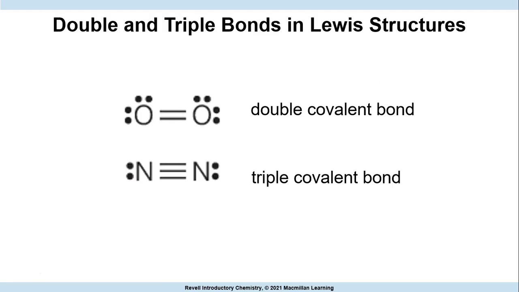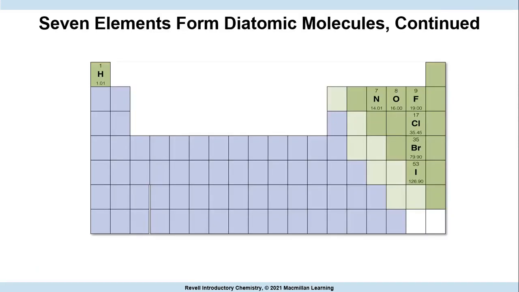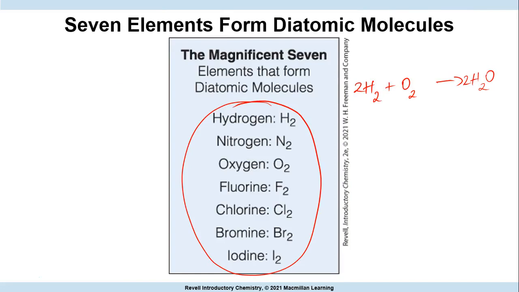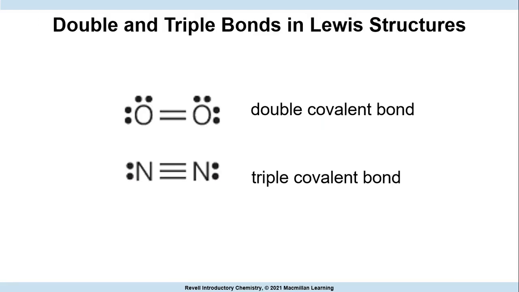So let's look at double and triple bonds in Lewis structures. So we've just looked at the single bonds where they were sharing electrons. Let's now look at an example of oxygen to form a double bond, because we've said these are the diatomic molecules. We've already seen the case of hydrogen, which forms just a single bond. We've seen the case of fluorine, which forms just a single bond. Now let's look at the case of oxygen. Oxygen will form a double bond and nitrogen will form a triple bond.